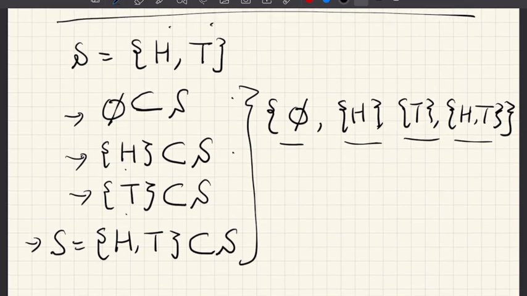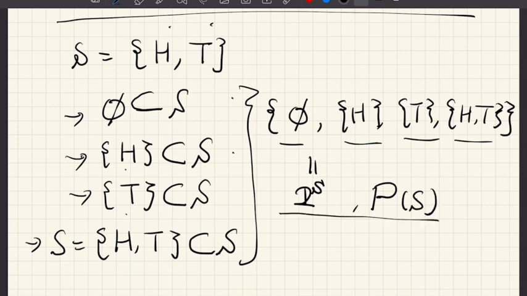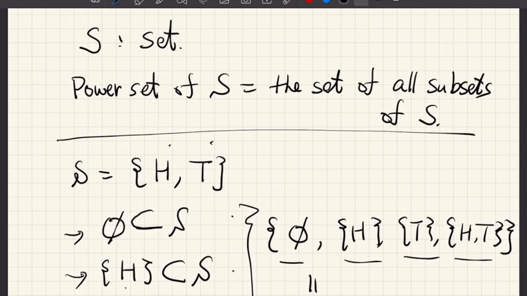Okay? And we write like 2 to the power of S, or we can write P of S. So this stands for power set. Okay? So this is bold 2, number 2. Why 2? There are two elements in this case, and the power set contains 4 elements.